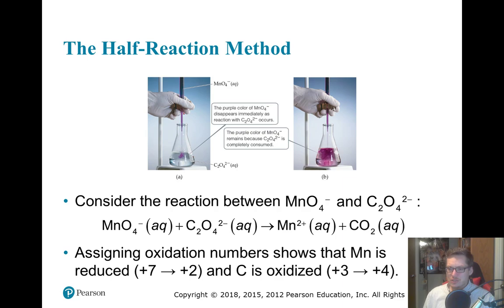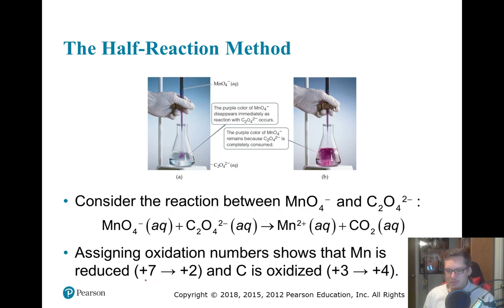This is just a little titration. They're adding this permanganate down here, and it disappears in the oxalate until the oxalate is completely consumed and the purple remains. And so this is a redox reaction. You've got the permanganate with the oxalate making manganese 2+ ion and carbon dioxide. This reaction is going to keep going until obviously all the permanganate or all the oxalate is gone.